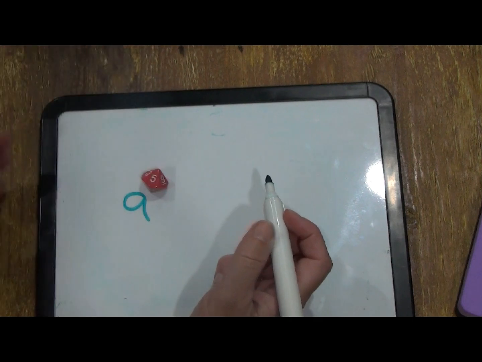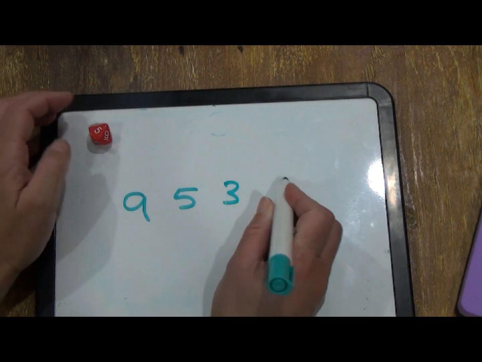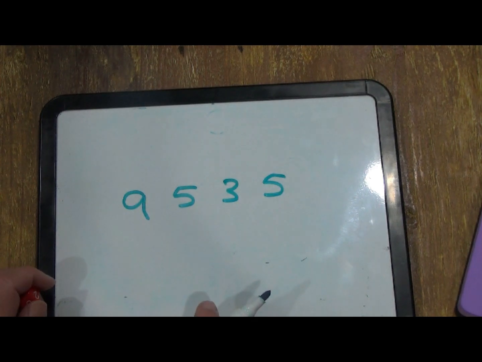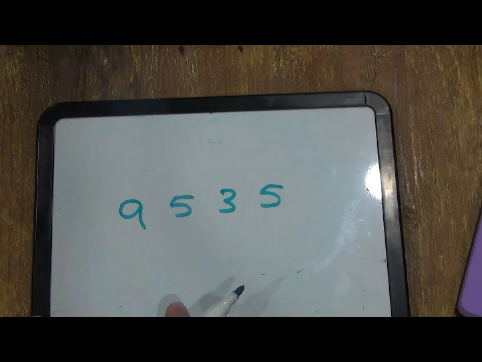Now in the game, we're going to roll the 10-sided dice 4 times. So I've got a 9, I've got a 5, I've got a 3, and I've got a 5. Now the idea of the game is that you either add the odd numbers or the even numbers, but the idea is to see if you can be the highest.